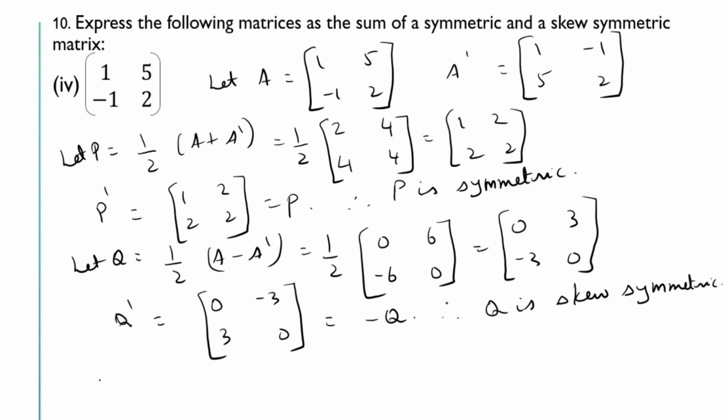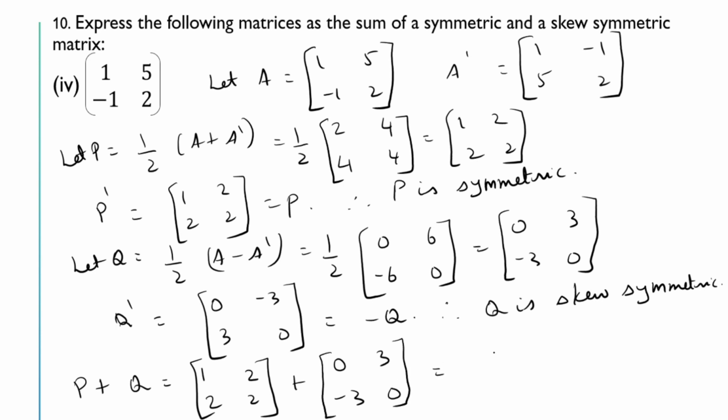So we can express A as the sum of P and Q. So P plus Q is equal to 1, 2, 2, 2, plus Q is 0, 3, minus 3, 0. When we add these two, we will get the given matrix 1, 5, minus 1, 2.